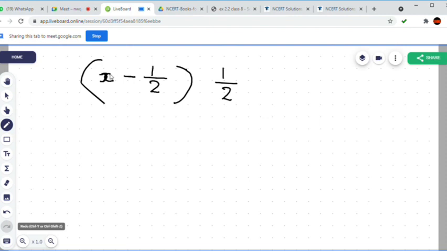First, we can keep it in a bracket. Then that value you multiply with 1 by 2. Here the into symbol is understood. If we put a bracket, that means multiplication. So we multiply x minus 1 by 2 with 1 by 2.